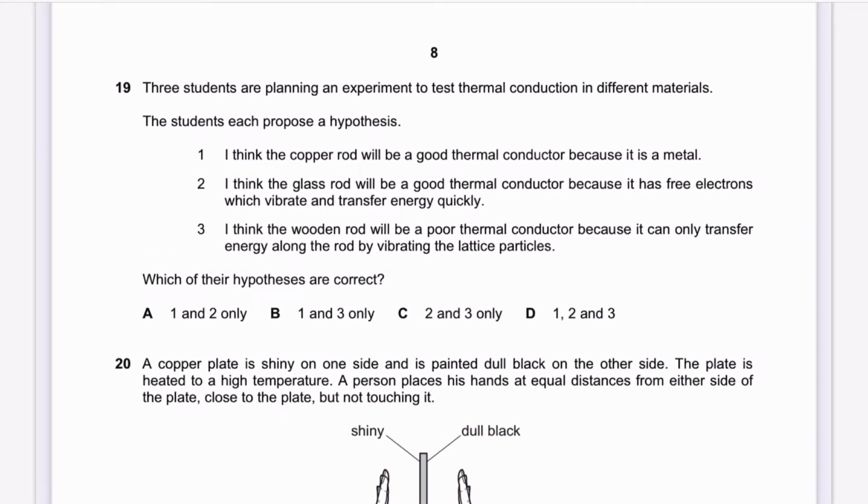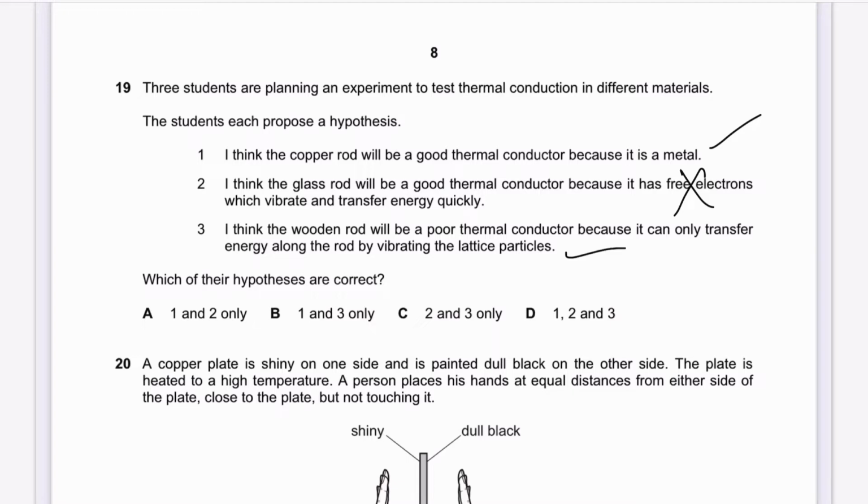19. Three students are planning an experiment to test thermal conduction in different materials. Each student proposes a hypothesis. 1. I think that the copper rod will be a good thermal conductor because it is a metal. Is that correct? Yes, that's correct. Metals conduct heat. 2. I think the glass rod will be a good thermal conductor because it has free electrons. Wrong. Glass does not have free electrons. That is metal. 3. I think the wooden rod will be a poor thermal conductor because it can only transfer energy along the rod by vibrating of the lattice particles. That's correct.